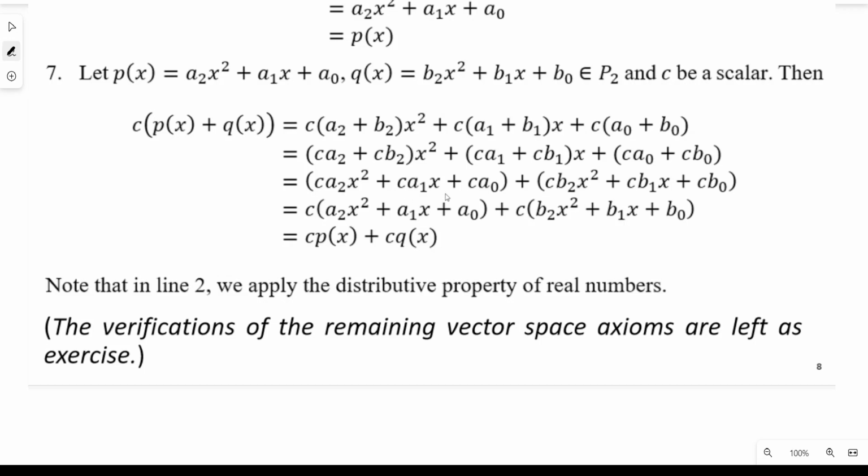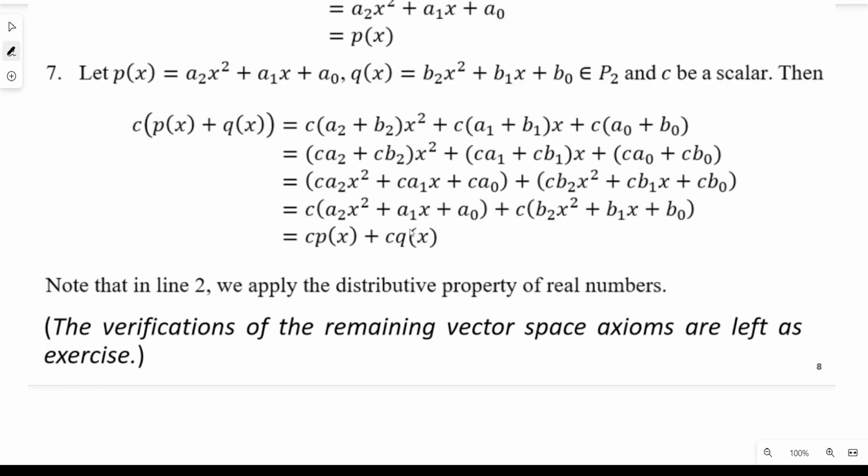So here we have regrouped those terms with a's and regrouped those terms with b's, and then factored out c. So this will be your p of x, and you factor out c also in this one. So this will be your q of x. Here we have shown that the scalar product c with the sum p and q is just the same as the sum of c and p and c and q.